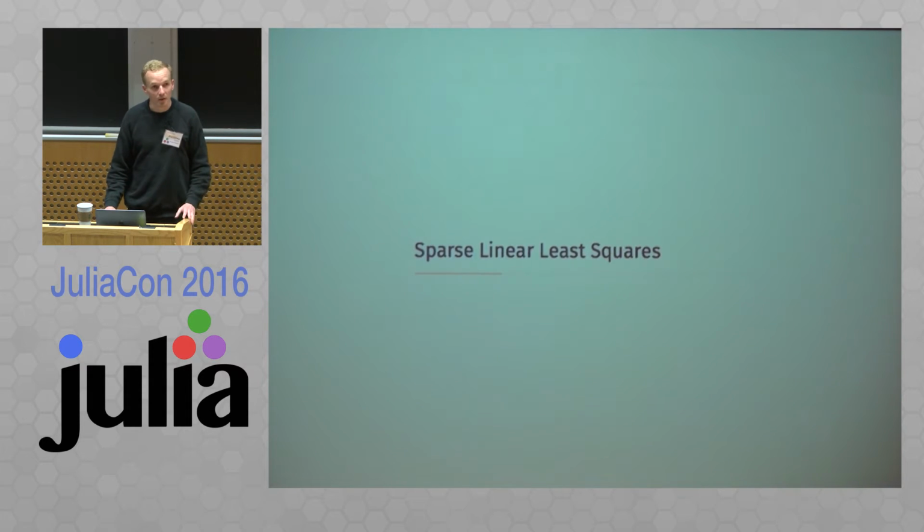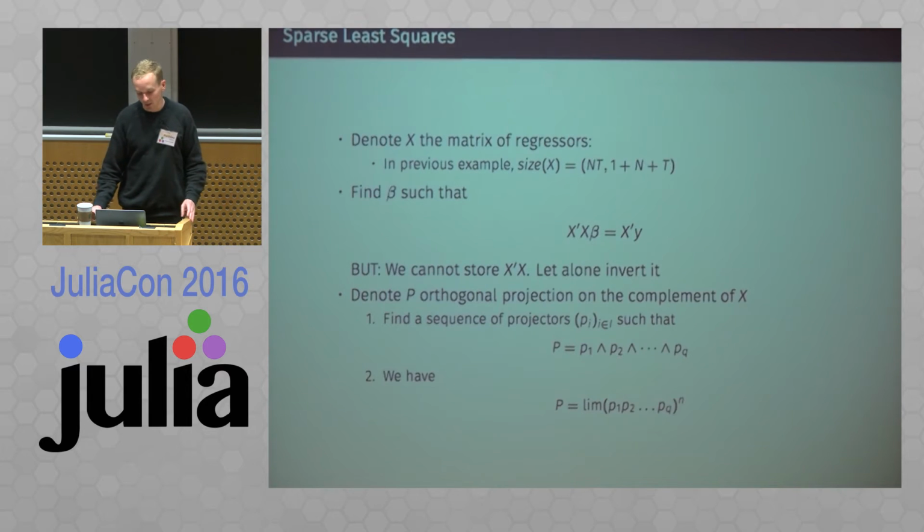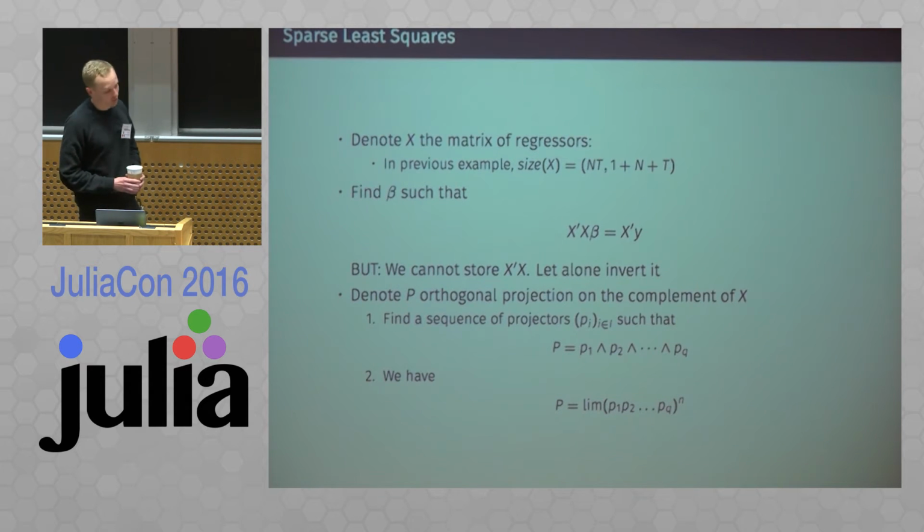I'll talk a little bit about the math behind this optimization. Denote X the matrix of regressors, and basically we want to find a beta with the usual OLS formula.